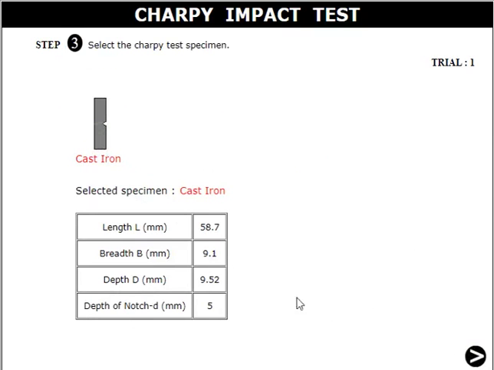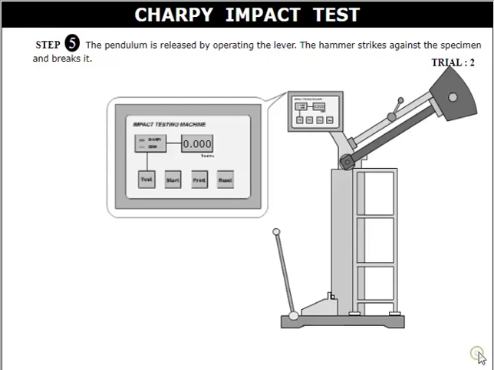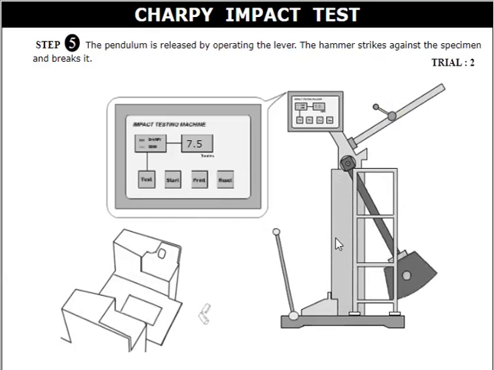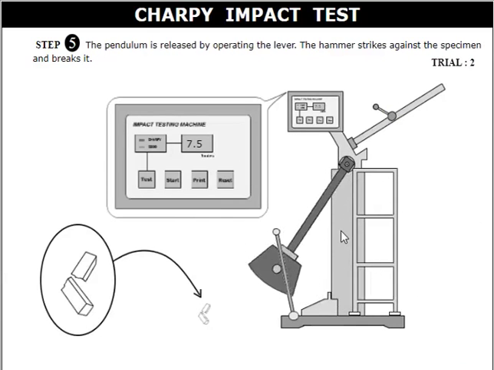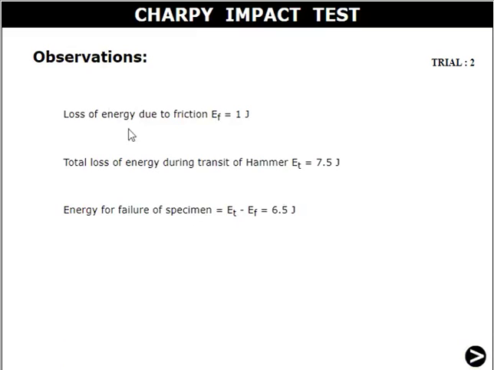Next, again we have to follow the same for the next trial. Same procedure we have to follow, keeping the sample on the anvil in simply supported type. Then release the hammer. We will get 7.5 joule as energy after striking. So 7.5 minus 1 due to friction, we will get the energy for failure equal to 6.5 joule. This is trial number 2. In trial number 2 for cast iron material, we get the energy for failure 6.5 joule.